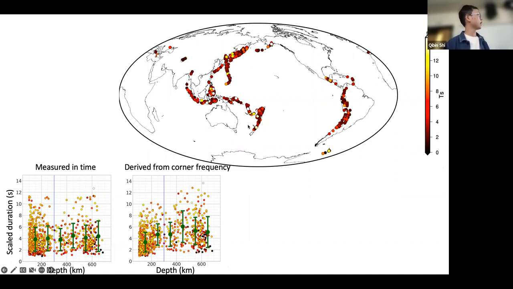And this is a global pattern of the measurement of the time series, the duration of the time series. And we can see that there are some lateral variations for different subduction zones or different regions. For example, in the region near Peru, the measurement of the scaled duration is shorter. That means the rupture process of earthquakes in this region may be shorter.